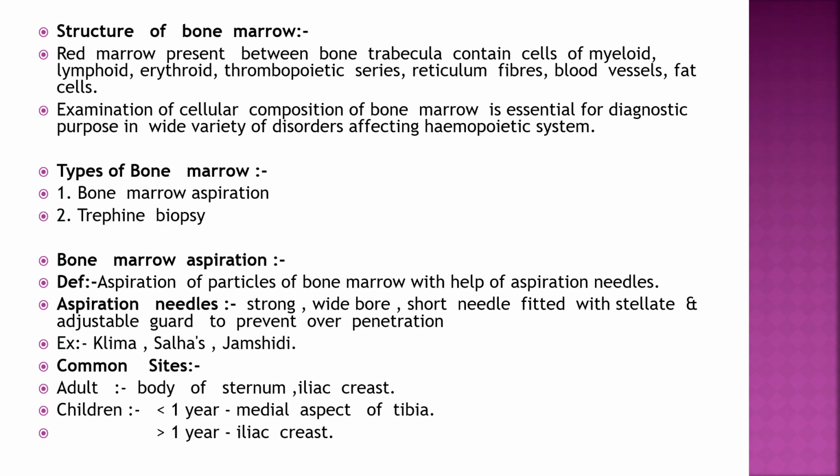The sites of bone marrow aspiration in adults are the body of the sternum or iliac crest. In children, if less than 1 year, it is the medial aspect of the tibia, and for a child more than 1 year, it is the iliac crest.